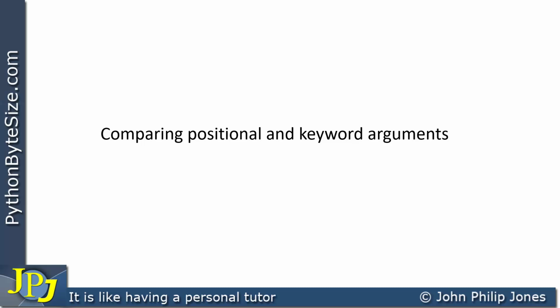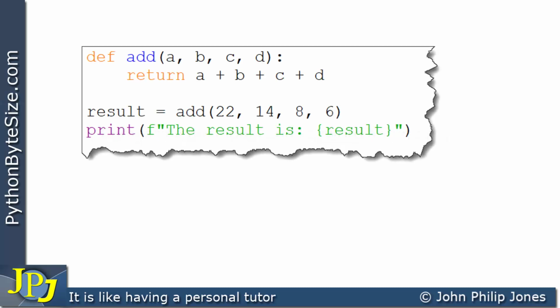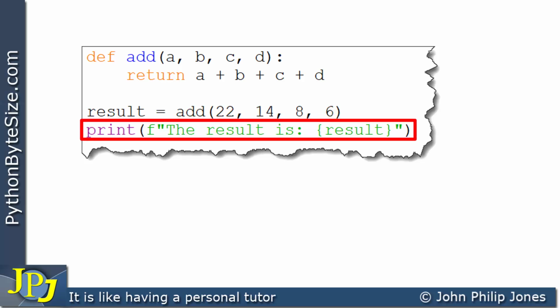In this video, I'm going to compare positional and keyword arguments. Let's consider this computer program. We have a function that receives 4 parameters. It adds those parameters up and returns the result of the addition to the call. This is the call to the function, and you can see here we have 4 arguments that are passed to the function, and this line will simply print out the result.